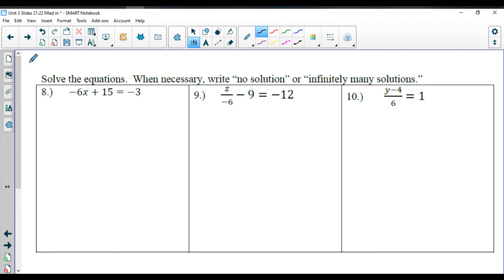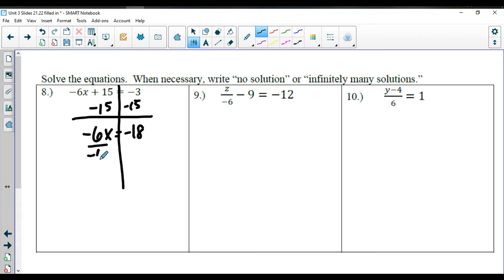Taking a look at question 8, starting here, we're solving equations. Write no solution or infinitely many solutions if it's necessary. Remember, those are only special cases, so we're not going to see them that often. We're going to go ahead and subtract the 15 on both sides here, which will leave me with negative 6x equals negative 18. Divide through by negative 6, and I'm going to get x equals positive 3.